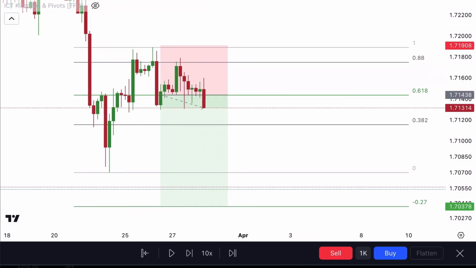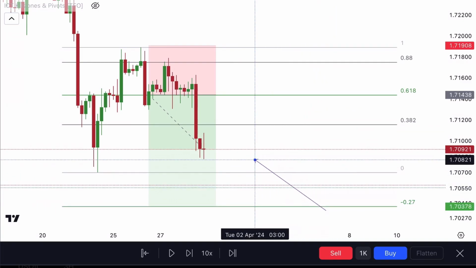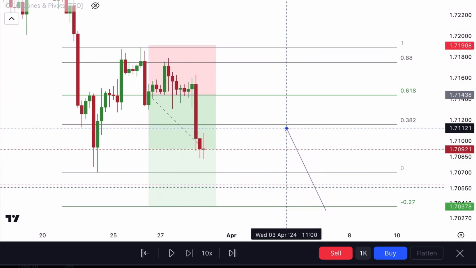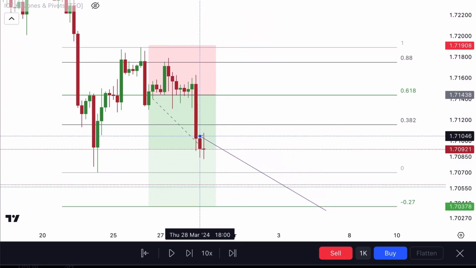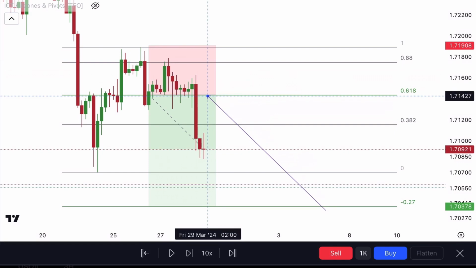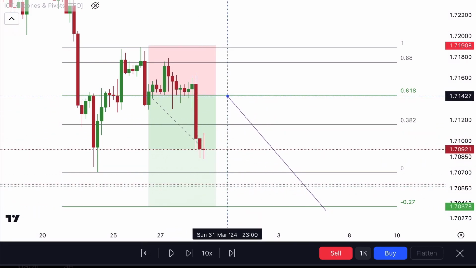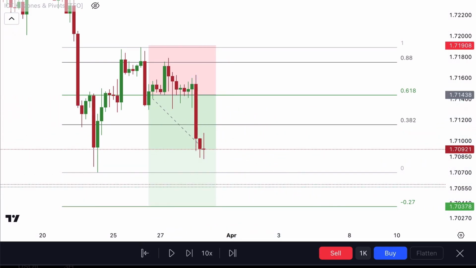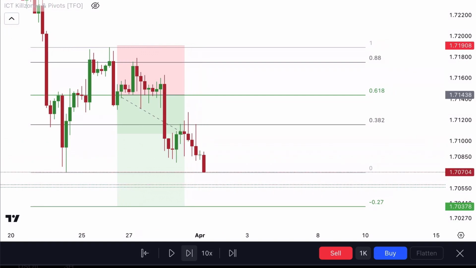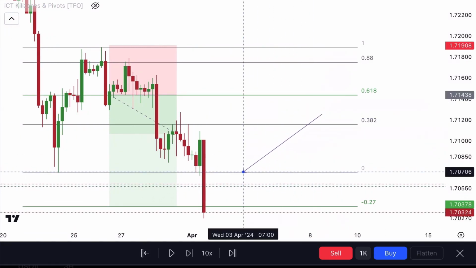Now we just chill and we wait until price breaks this 38 level. When price breaks the 38 and closes below, this is an indication that we can now move our stop loss to break even. And it now becomes a risk-free trade and we can just ride it out all the way to TP. So right now the trade is risk-free. Let's fast forward. As you can see, TP has been hit.